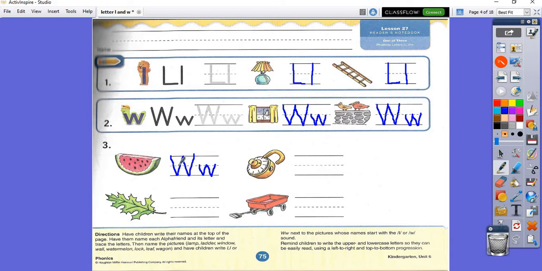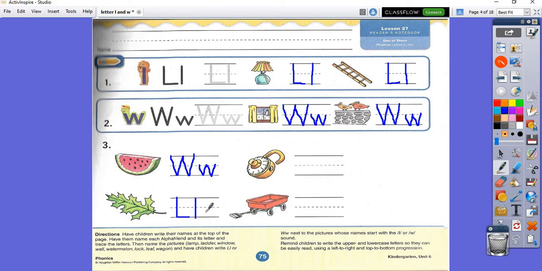Now what picture is this? This is leaf. Leaf starting with what letter? Leaf starting with letter L. Very good. Start from the first line. Make like this one. And make the leg. Very good. Excellent. Now lowercase starting from the first line. Bring it down to the third line. Excellent. This is letter L.